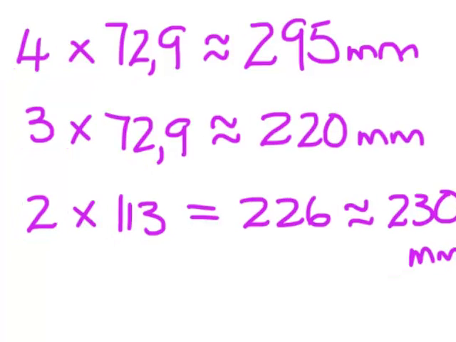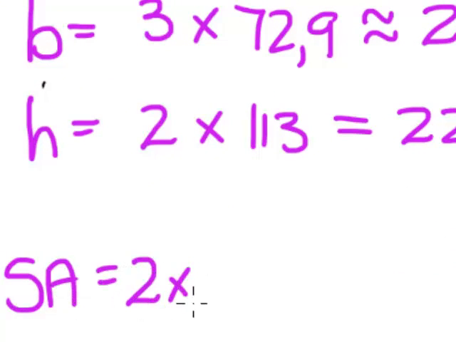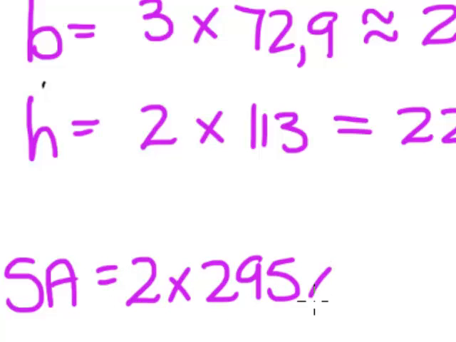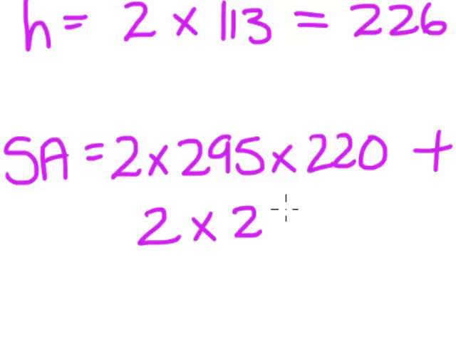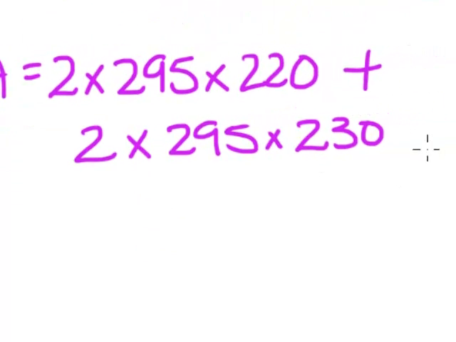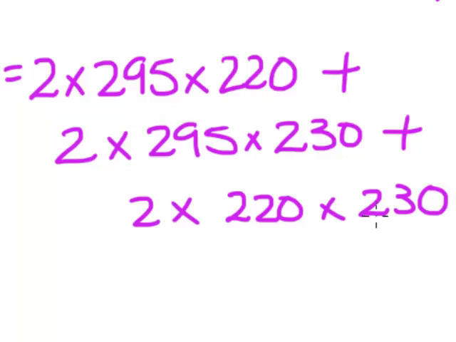Okay, so now let's calculate our surface area. Our surface area is going to be 2 times 295 times 220 plus 2 times 295 times 230 plus 2 times 220 times 230. When you're using the surface area formula, please be careful and make certain that you've got your dimensions right. You can see over here I've got two of each of the dimensions. So they're the 295s, they're the 220s, and there's the 230s.